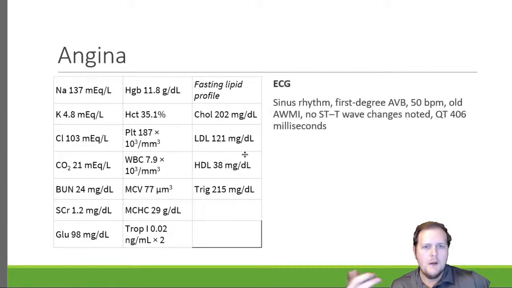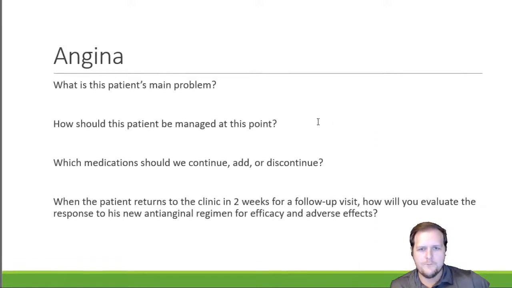HDL is low. And then on the EKG, we see sinus rhythm, first degree AV block, notable, 50 beats per minute, old anterior wall MI, no ST-T wave changes noted, QT 406. Okay. So, what is this patient's main problem, and how should we manage it at this point? What med should we discontinue, add, or change? What should we do here?